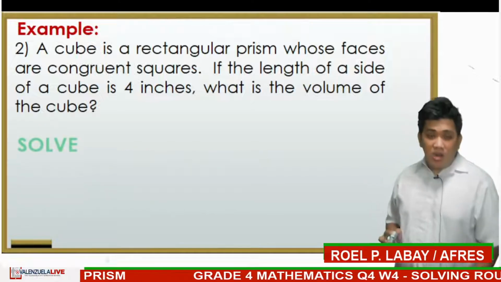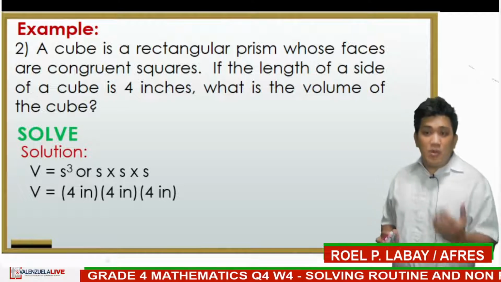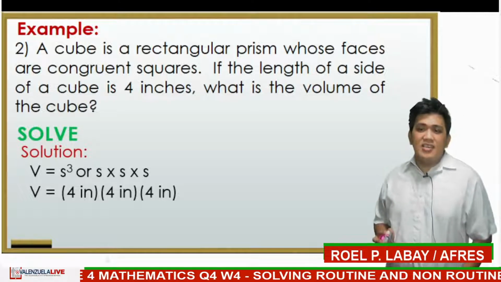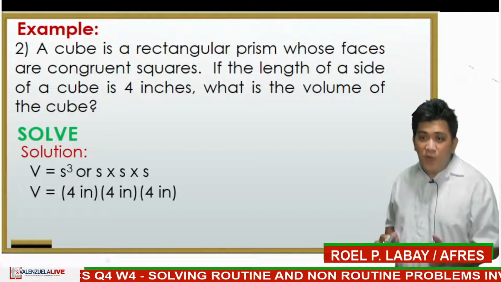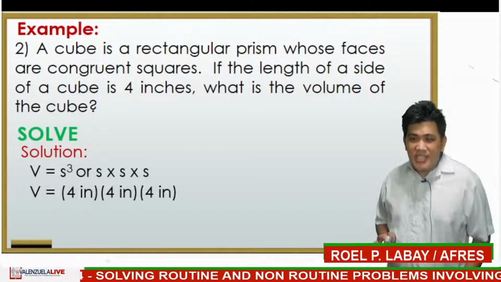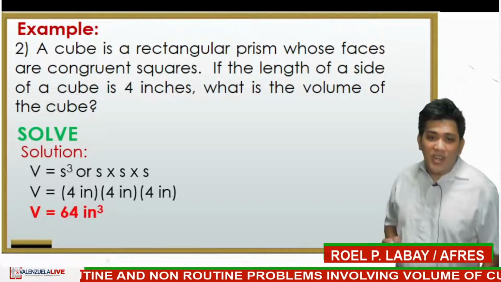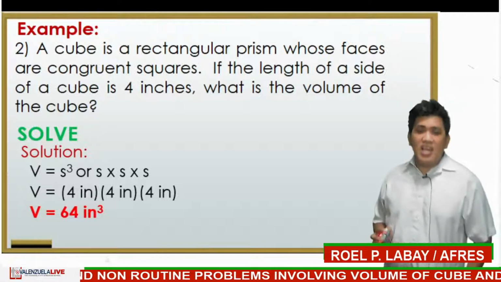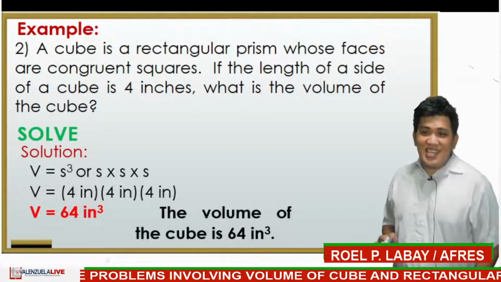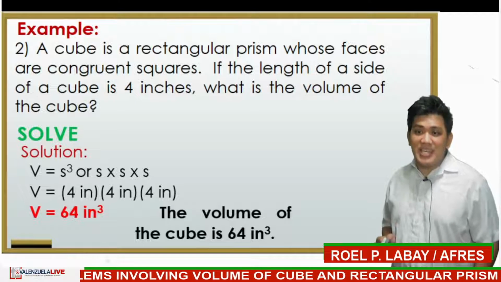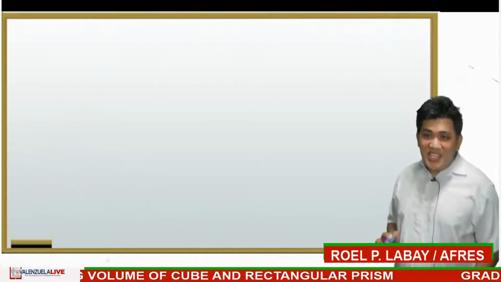And we solve. So, we will multiply 4 inches by 4 inches by 4 inches. So, 4 times 4 times 4. And the product will be 64 cubic inches. Therefore, the volume of the cube is 64 cubic inches. Now, for our third example.